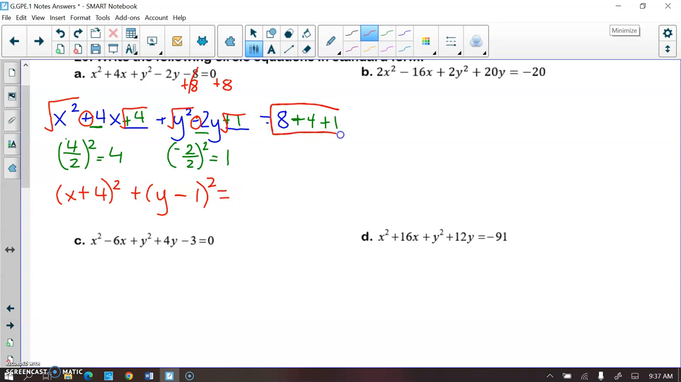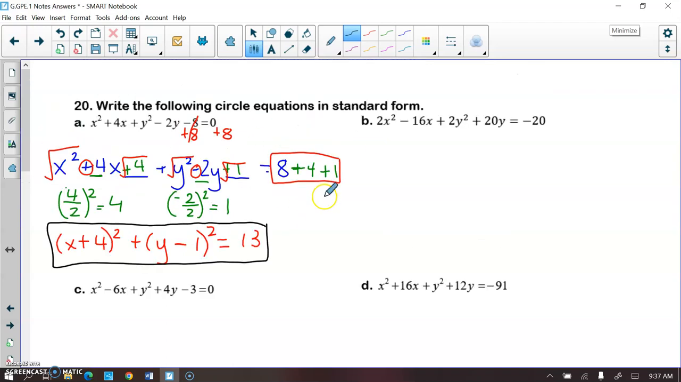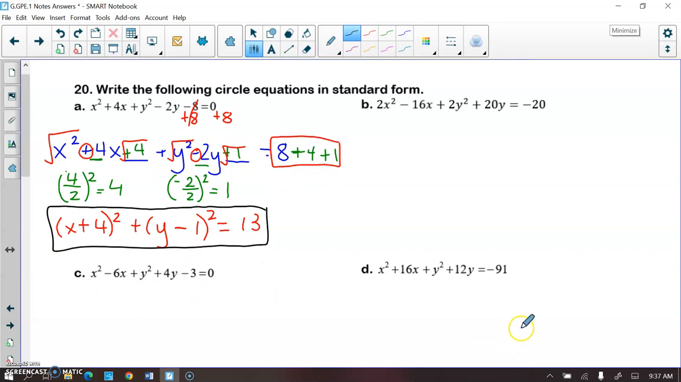And then on the right side, I simplify. So I have an 8 plus a 4 plus a 1, which gives me a 13. This circle equation is now in standard form, and we just stop there. So we don't go all the way with completing the square. We stop once we get to the circle format equation.